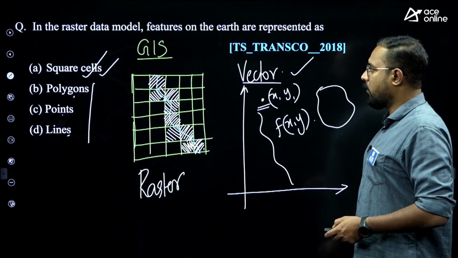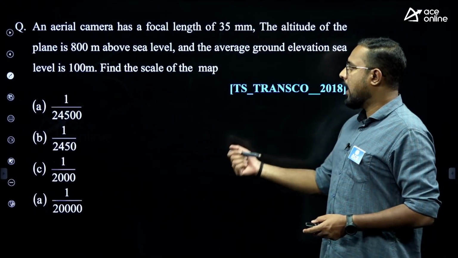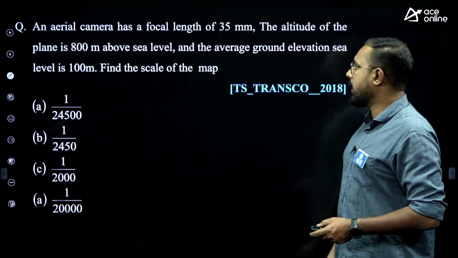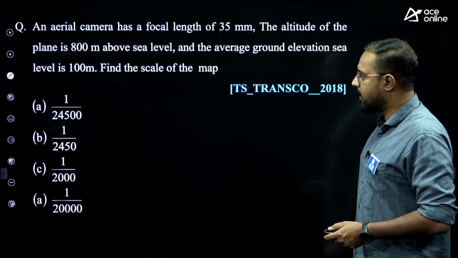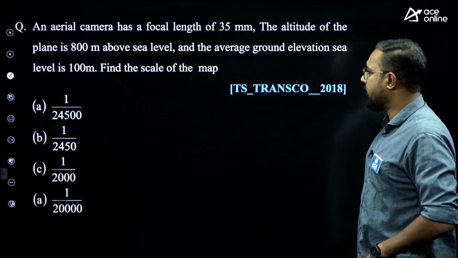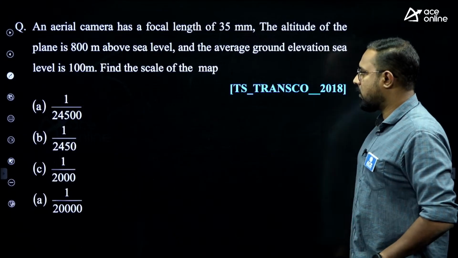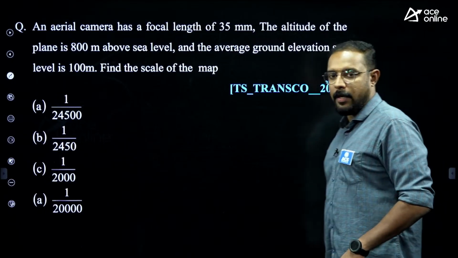Let us move forward. Yes, this is a question from our photogrammetry. An aerial camera has a focal length of 35 mm. The altitude of the plane is 800 meters above sea level, and the average ground elevation above sea level is 100 meters. Find the scale of the map.